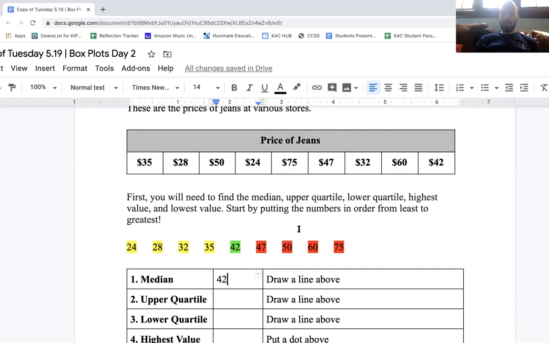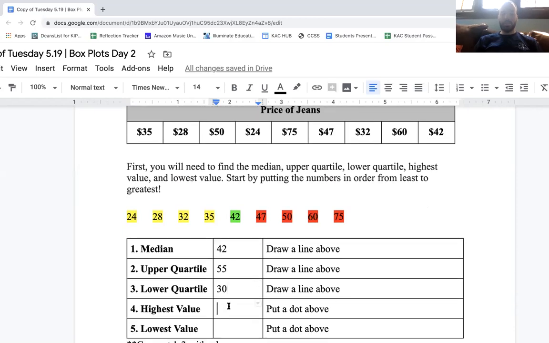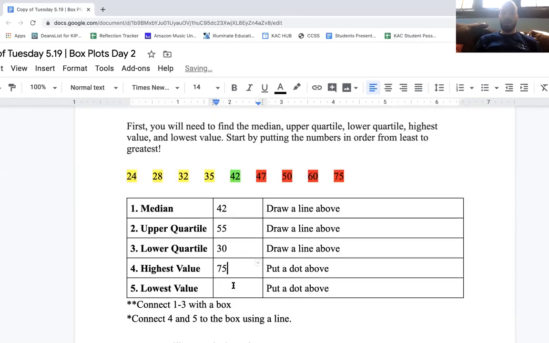Okay, let's start with the upper quartile. If there's 4 numbers, that means the median is right in between this 50 and 60. There's 2 numbers on that side and 2 numbers on that side. What number is right between 50 and 60? Hopefully you can do that in your head. Halfway between 50 and 60 is 55. Lower quartile, halfway between 28 and 32. Hopefully you can do that in your head and see that it's 30. If you can't do that in your head, you could add 28 plus 32, which gives you 60. 60 divided by 2 is 30. Highest value is 75. Lowest value is 24.